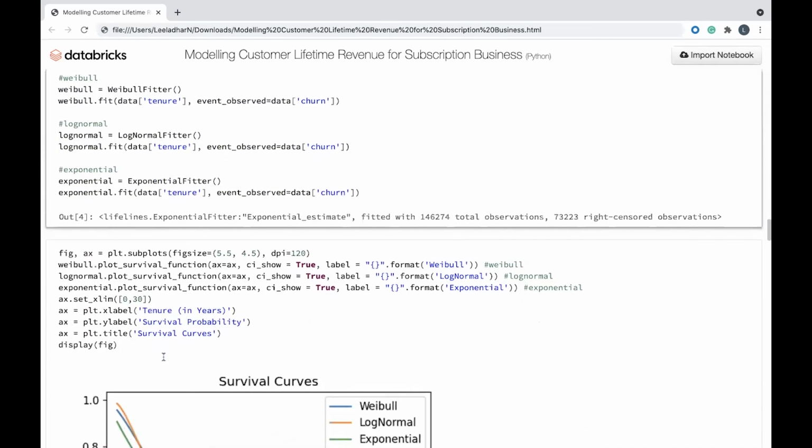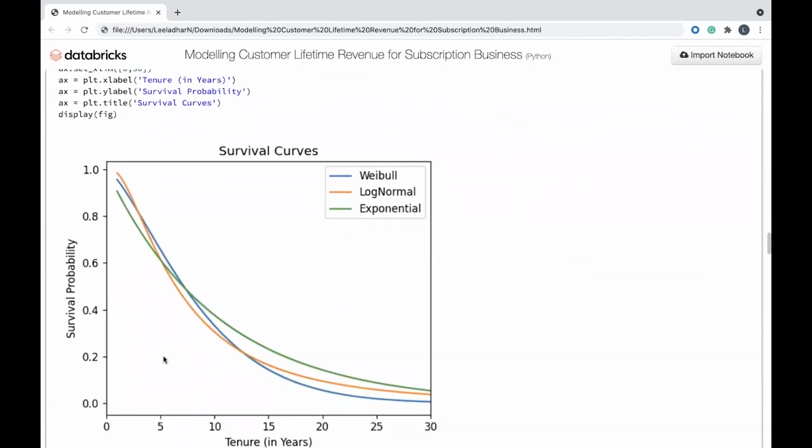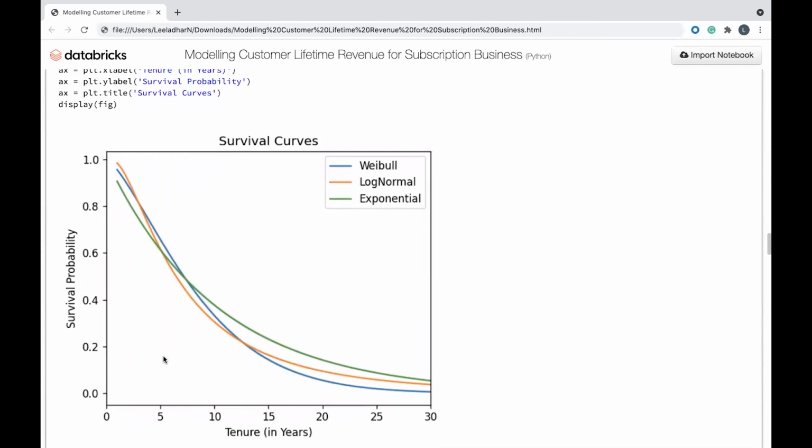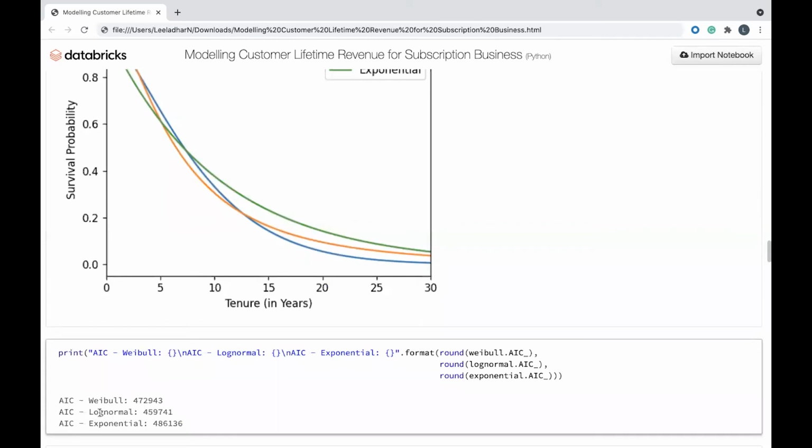And here is a graph which shows survival curves fitted on our data from all these three distributions. And now the question is which distribution best fits our data? To decide on that, we use AIC. AIC is a measure of goodness of fit. It is computed using log likelihood and adjusts for the number of parameters estimated. The model with the lowest AIC is the one with the best fit. So in our case, it's the log normal.